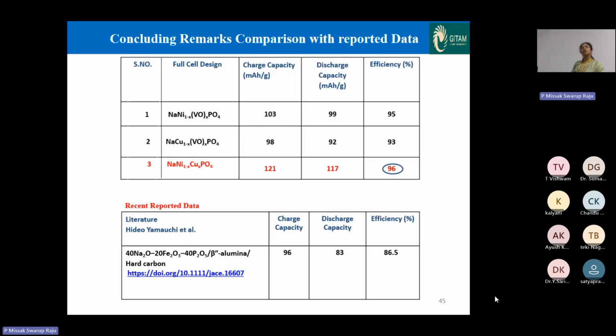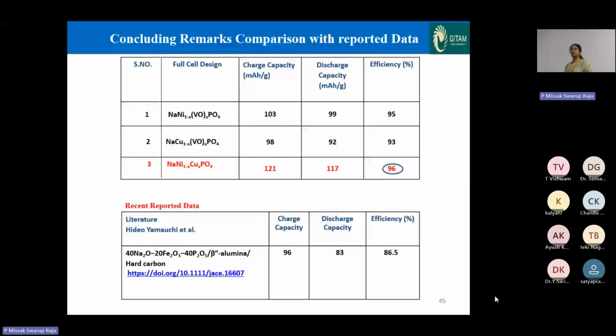In the second sample, the full cell design is sodium copper vanadium phosphate. Here the charge capacity is 98, discharge capacity 92, efficiency reaches 93. The third design is the combination of nickel and copper. Charge capacity is 121, 117 in discharge capacity. Efficiency is also 96. So as in the previous results, the same combination of nickel and copper gives high efficiency here as well.